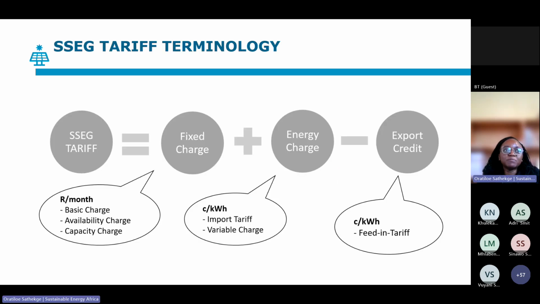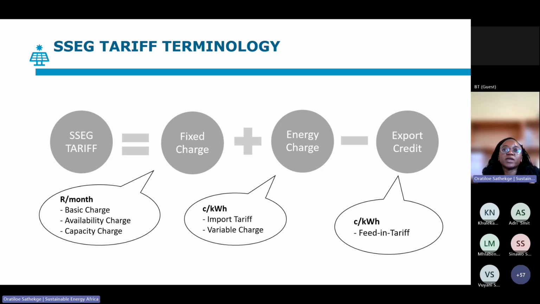So going back to how our SSEG tariffs are supposed to be broken up, we have our fixed charge, which is the basic charge. This one is basically there to cover our overhead costs within the municipality. Then we have our energy charge, which is also called an import tariff, and it's a variable charge that will vary from month to month.